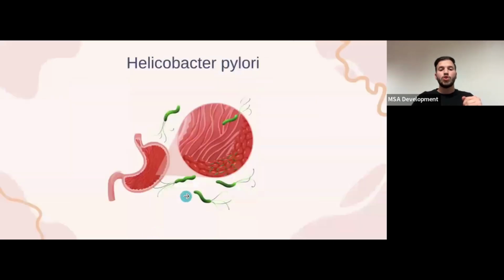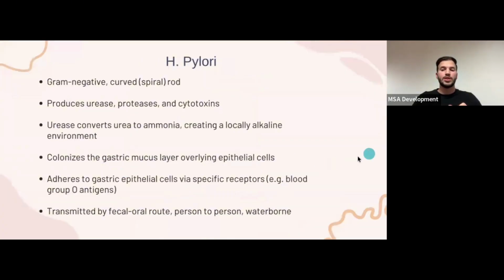Now let's talk about Helicobacter pylori, or H. pylori. So what is H. pylori? It's a gram-negative curved rod bacterium that produces urease, protease, and cytotoxins. The main one that causes a huge effect is the urease. It converts the urea to ammonia, creating an alkaline environment and helping itself to stay in the stomach. And as I mentioned, it neutralizes the gastric acid.